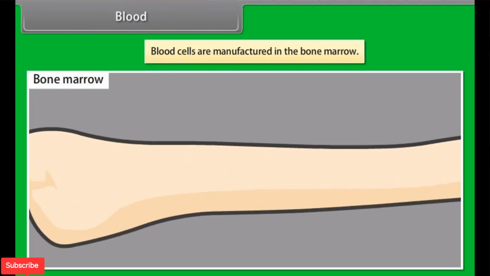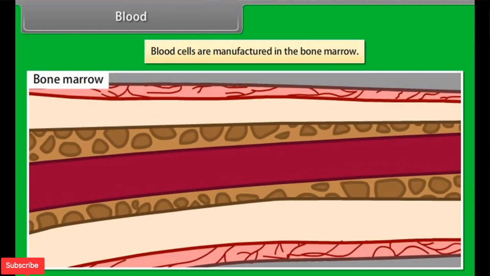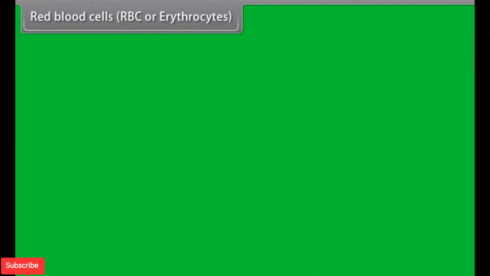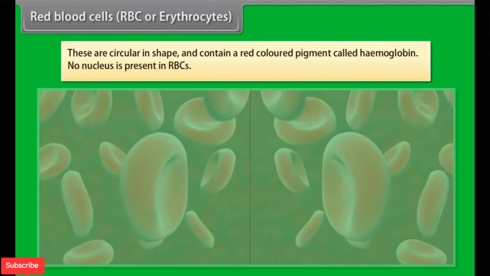Red blood cells, RBC, or erythrocytes. These are circular in shape and contain a red-colored pigment called hemoglobin.